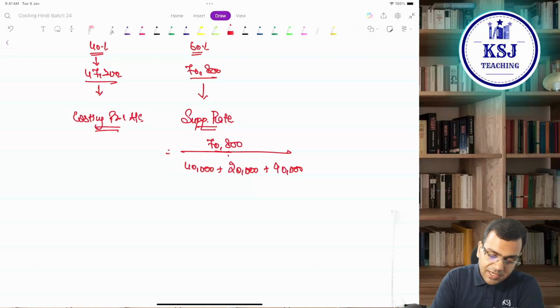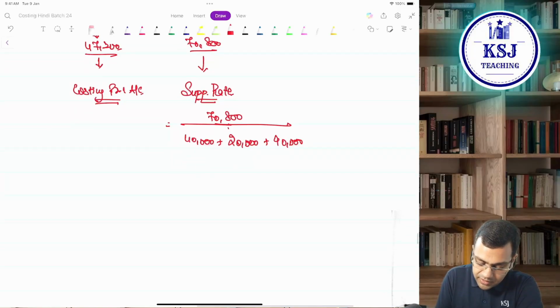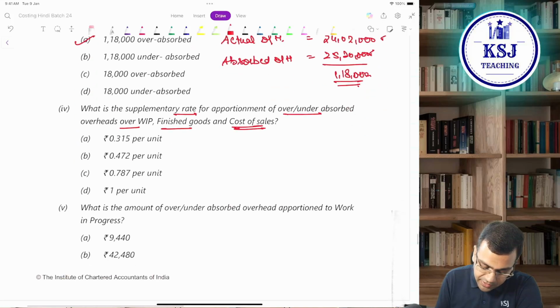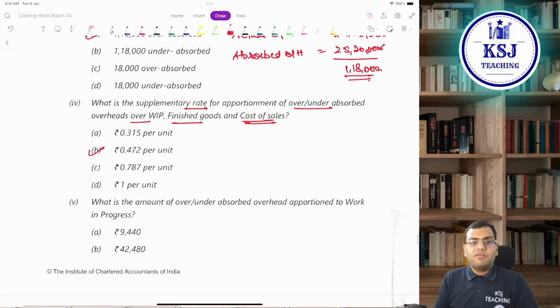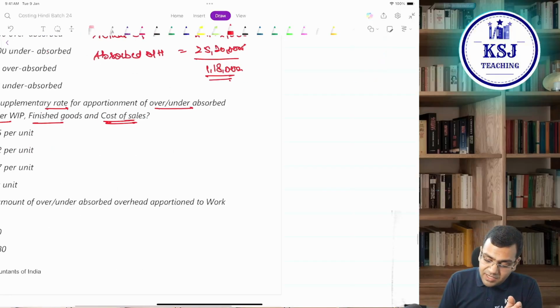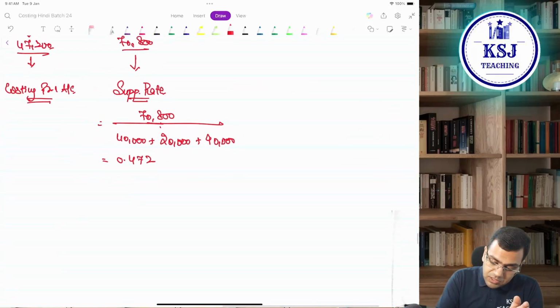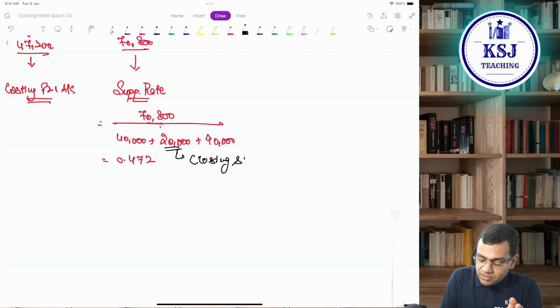So divided by 1,50,000, that comes to 0.4732. This will be your supplementary rate. So please be very careful with the calculation of supplementary rate. Be very careful what should be taken to WIP. Do not forget to consider the degree of completion. At the same time, this part is important, that here you have to take the closing stock of finished goods.